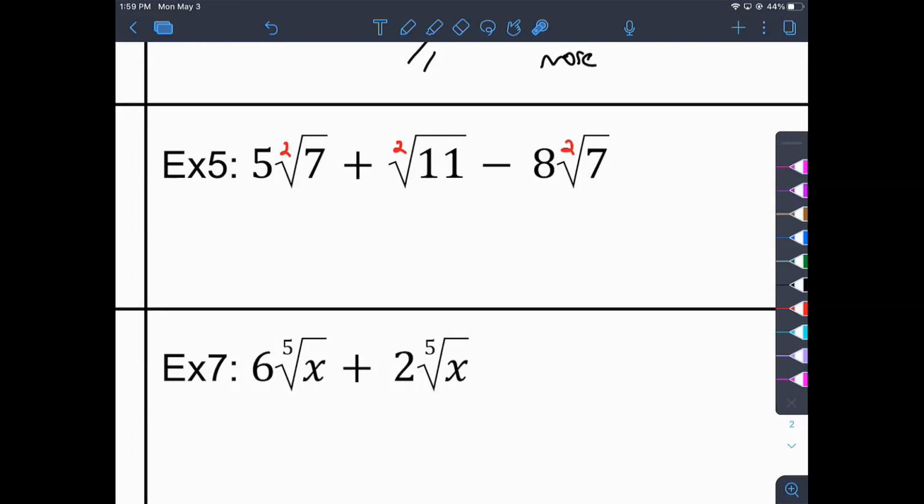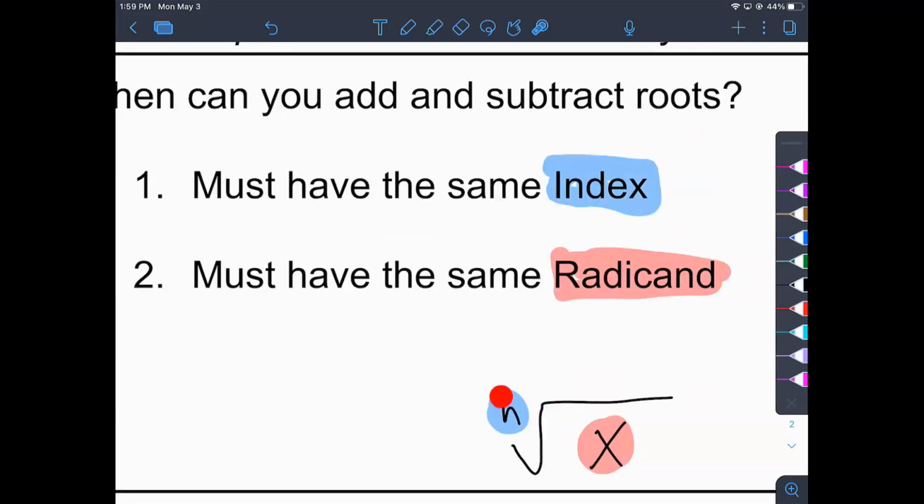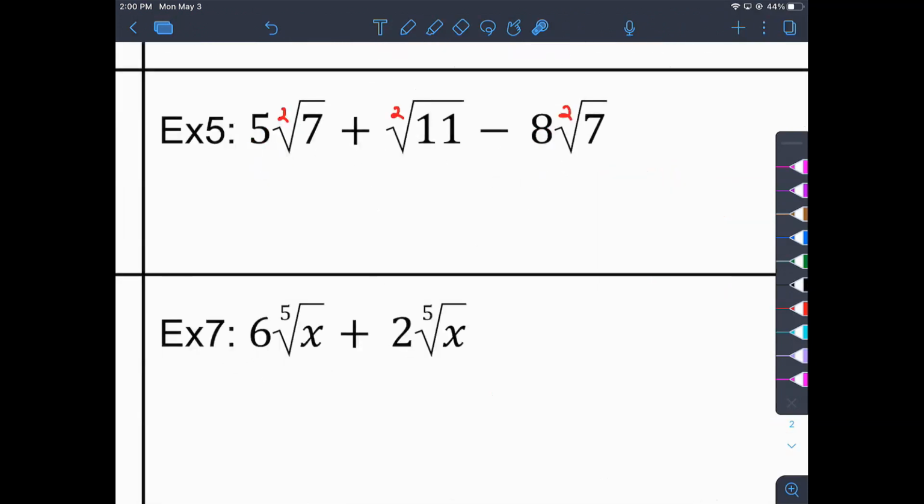In order to add and subtract them, the radicands, the inside piece, and the index have to be exactly the same. So in this case, I have some that do combine, but not all of them do. There is no other 11, so my final answer is just going to have the square root of 11. But what about the others? This first one and last one are the same. Now it just becomes 5 minus 8, which is a negative 3 square root 7. So if you can add them, you just add the ones that actually go together.